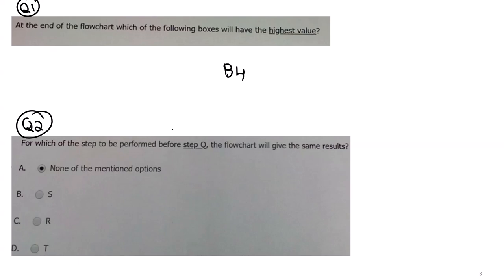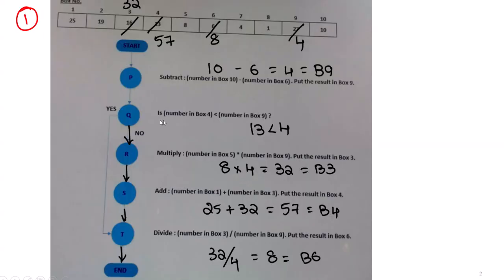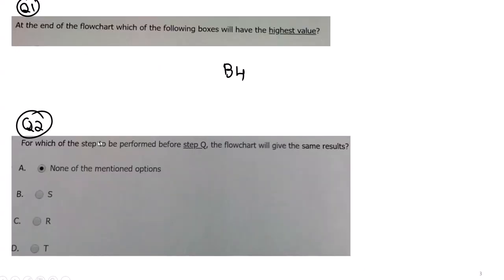For which of the steps performed before step Q will the flowchart give the same results? Before that also same results? No, I think before Q only this is available. You see, for which of these steps performed before step Q will the flowchart give the same result? If we perform S, R or T before step Q, the results will not be disturbed. That's what they're asking.